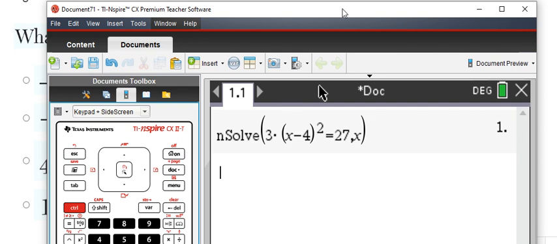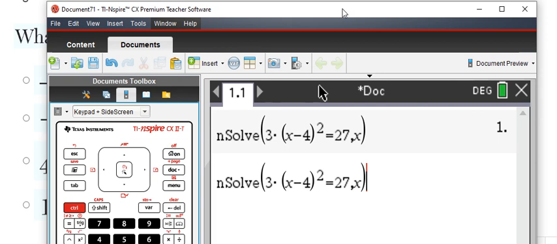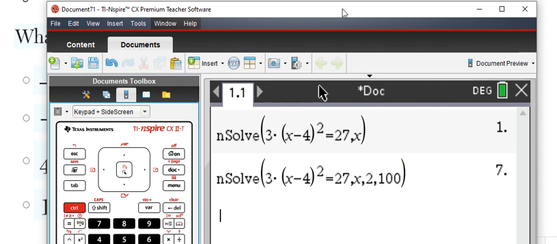The problem with getting a 1 is when you do NSolve, it only solves for one answer at a time. So, if I know that 1 is one of my answers, I want to give the calculator a range of where I'd like to see another answer. I'm not assuming the answer is that close to 1, so why don't we go 2 to like 100? And that's how I know that I'm looking for any positive numbers greater than 1 out there. And notice the other answer I get is 7.